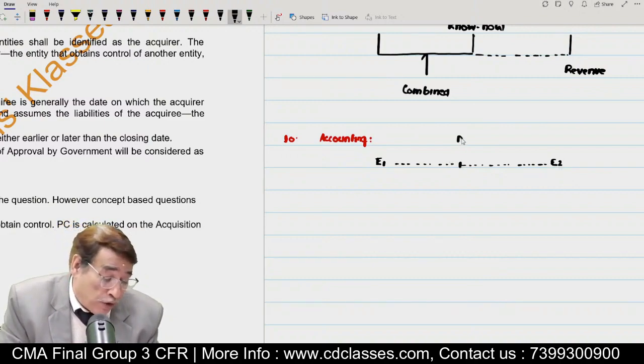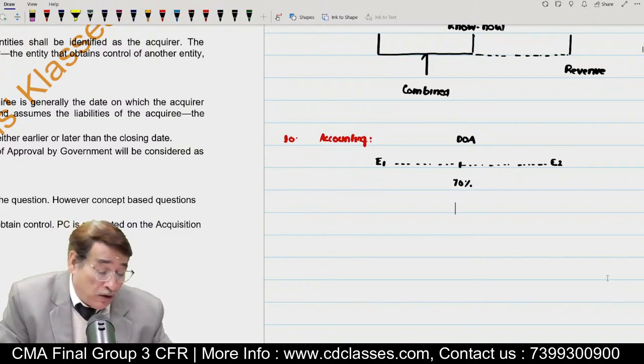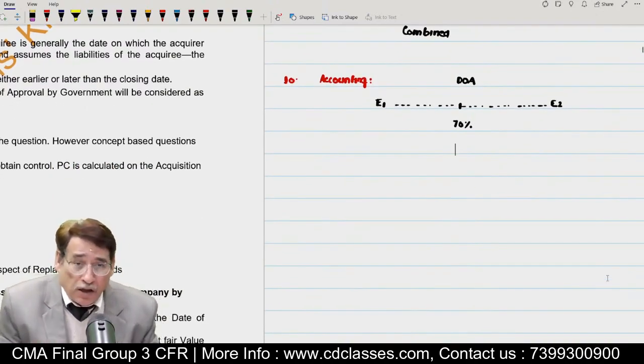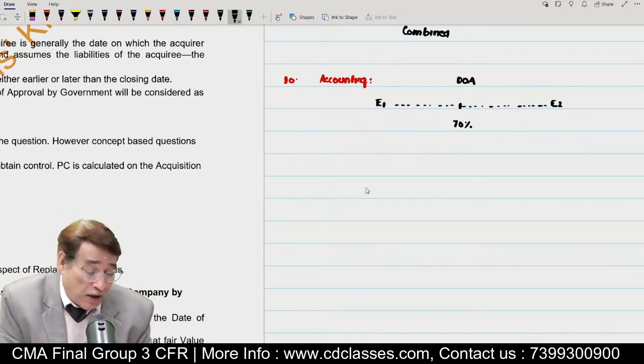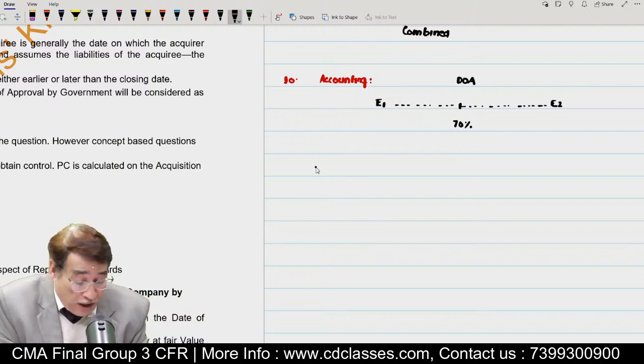The date on which we get the control is known as the date of acquisition, and we got control by acquiring 70% of the stakes of E2. So on this date, I will have to do the accounting. Is it clear to you or not? On this particular date, I will have to do the accounting. So what are the steps involved in doing the accounting?